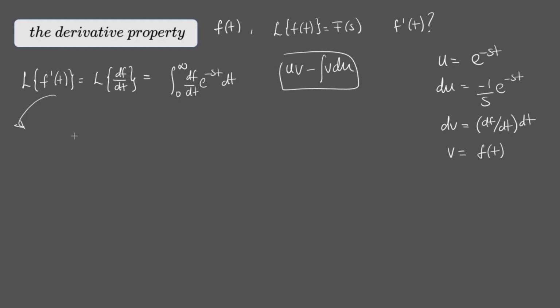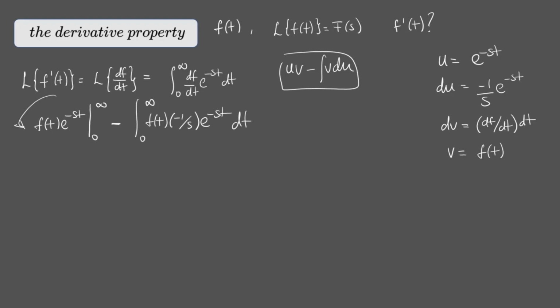What's u? e to the negative st. What's v? f of t. Okay, so that's f of t e to the negative st. Now we're going to take our limits from 0 to infinity, and subtract from that our integral. Open our integral, 0 to infinity, v. What's v? f of t. What's du? Negative 1 over s e to the negative st dt.